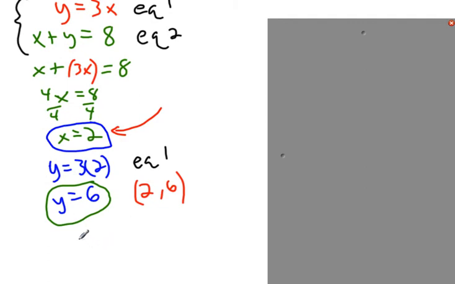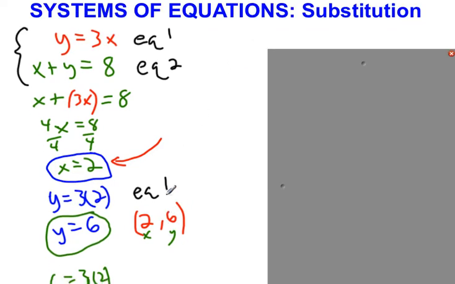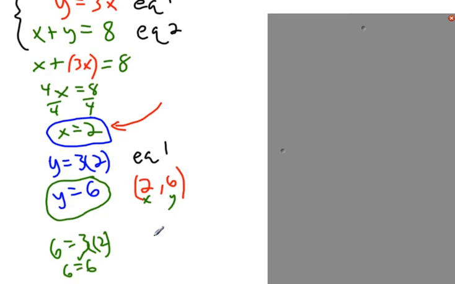Y equals 3x. So if this is x and y, if y equals 3x, we would have 6 equals 3 times 2, and guess what? That's true. 6 equals 6, so our work checks out. And we will then check the other equation. X plus y equals 8. Well, that would be 2 plus 6 equals 8. Sorry, that's a weird marker right there. 2 plus 6 equals 8, and 2 plus 6, well, 8 equals 8. There we go, it checks out.